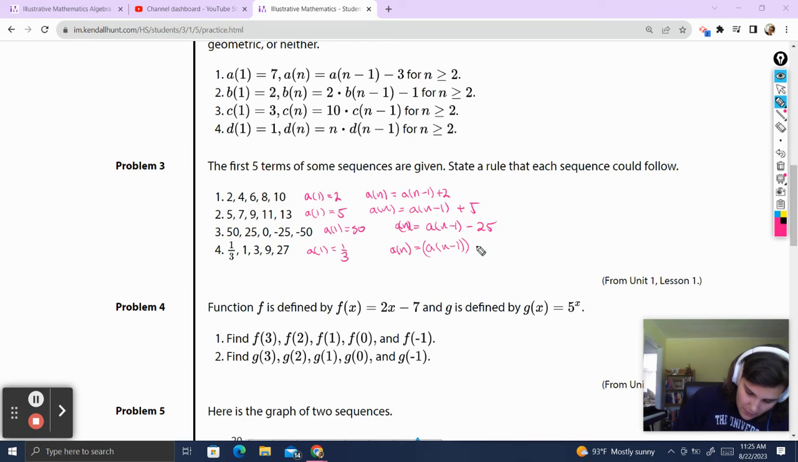And I'm going to put this all in parentheses, times 3. And that would be a geometric sequence. All right, so we just stated a rule each sequence could follow. Let's move on to the next question.